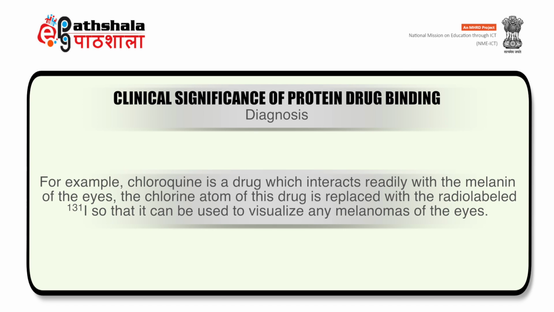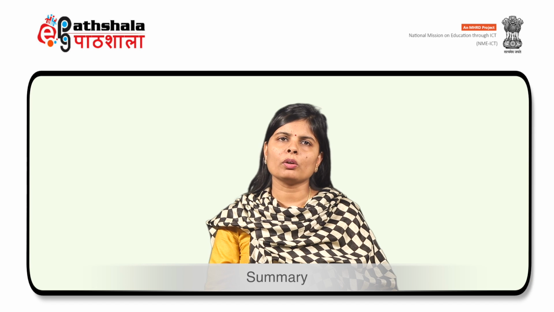For example, chloroquine is a drug which interacts readily with the melanin of the eye. The chlorine atom of this drug is replaced with a radiolabeled iodine so that it can be used to visualize any melanomas of the eye. Now, let us summarize this module.